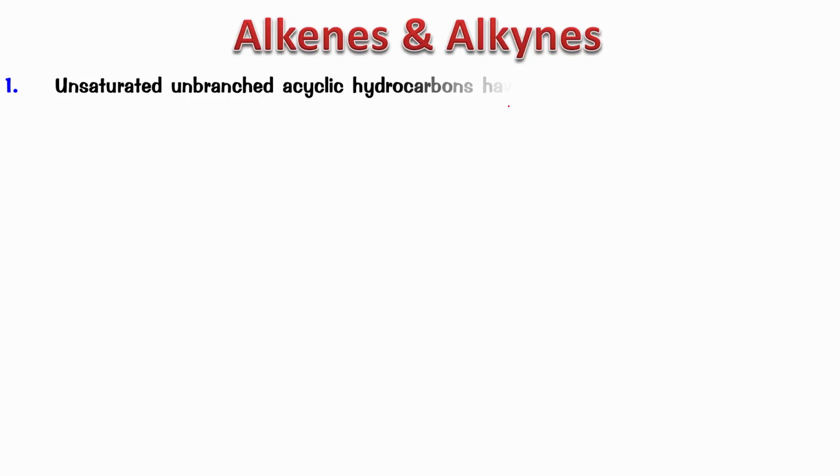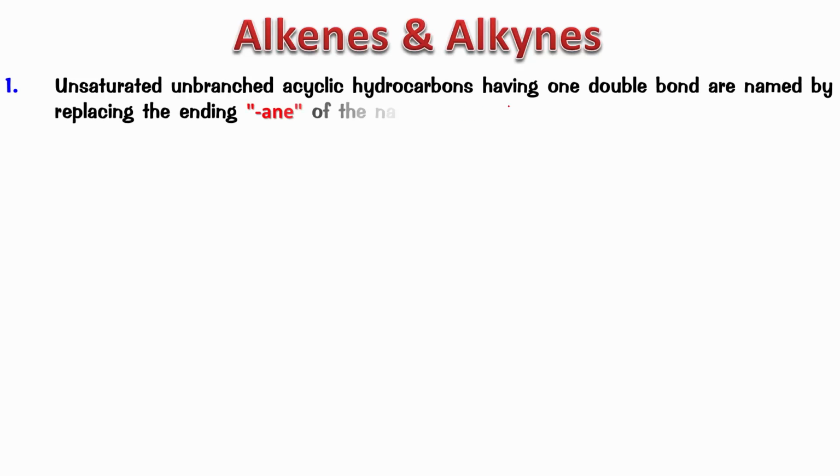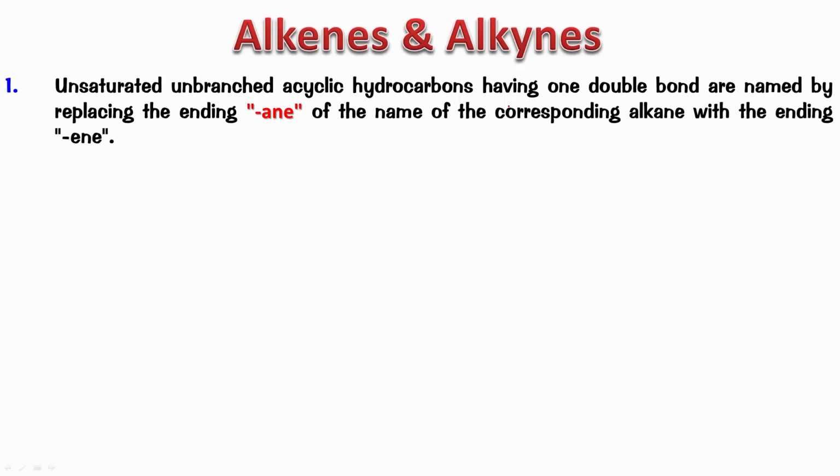So unsaturated, unbranched, acyclic hydrocarbons having one double bond are named by replacing the ending "ane" of the name of the corresponding alkane with the ending "ene." So the "ane" becomes the "ene." And what we need to understand is we are talking about unsaturated, unbranched, acyclic hydrocarbons, and these are the ones in which I'm assuming there is a double bond. So when there is a double bond, we call it an alkene.